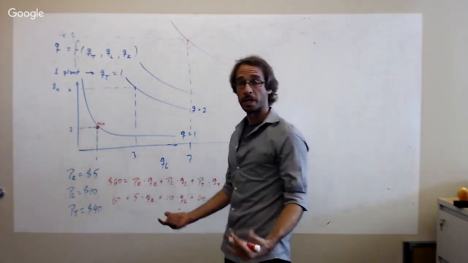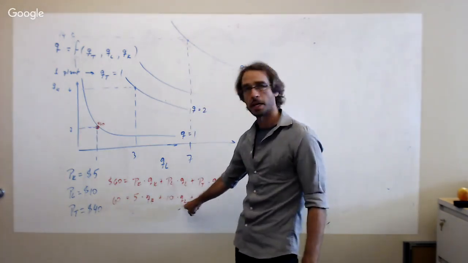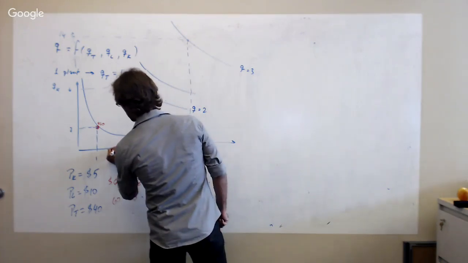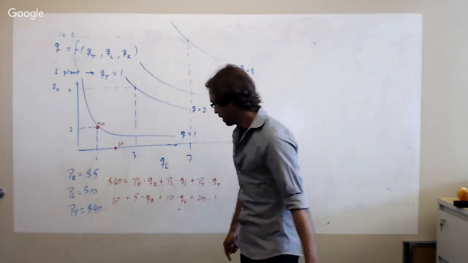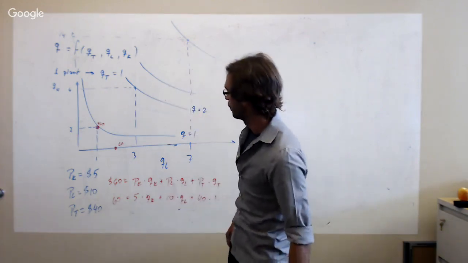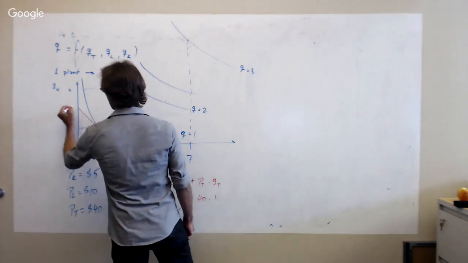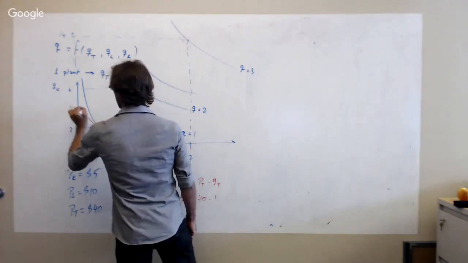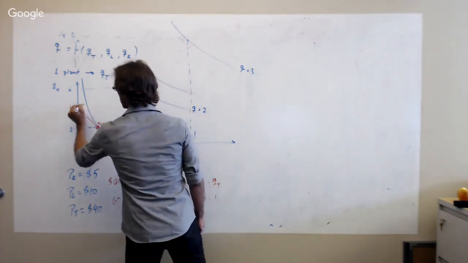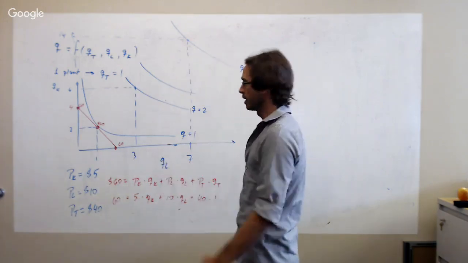But there are other combinations. If you make capital 0, then you can make labor 2, and that will also cost the firm $60. Or you can make labor 0 and capital, what would it be, 4, and that would also cost $60. And in the end, what you notice is that all these combinations of capital and labor cost the firm $60, and that's why you form this iso-cost line.